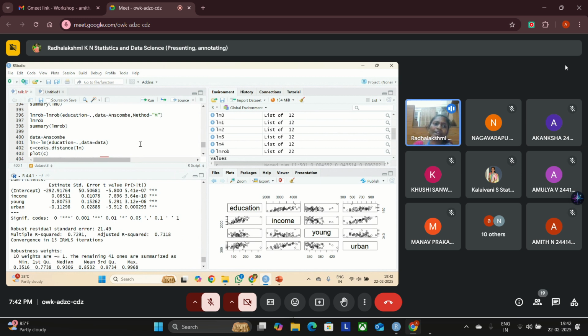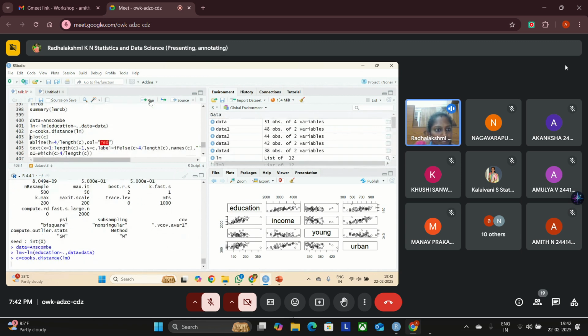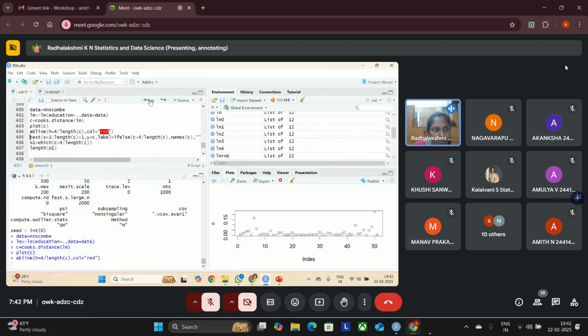Then, to enhance the model and make it a little bit better, we are removing the outliers, and we do the analysis on the data set without outliers. Let's see. I'm again doing the same procedure, Cook's distance, to remove the outliers.